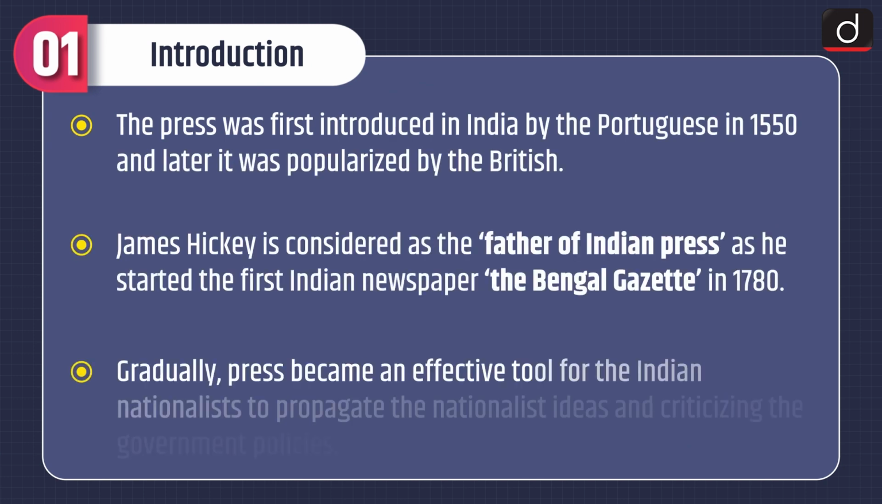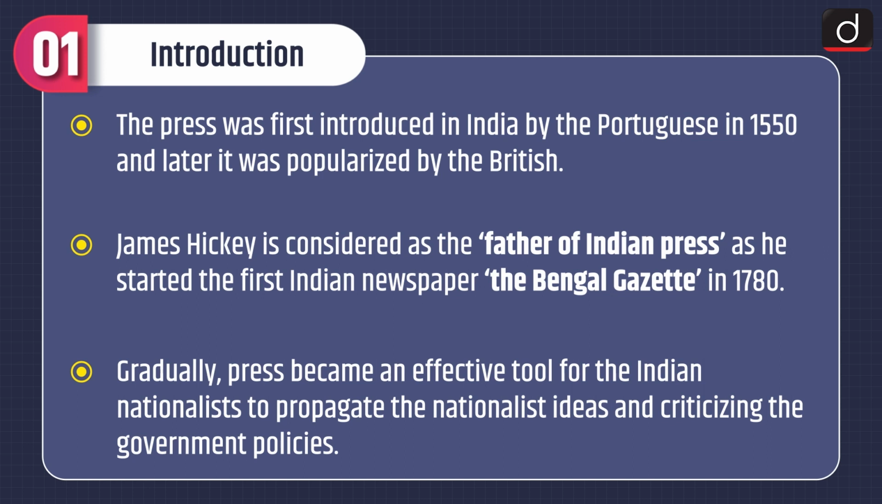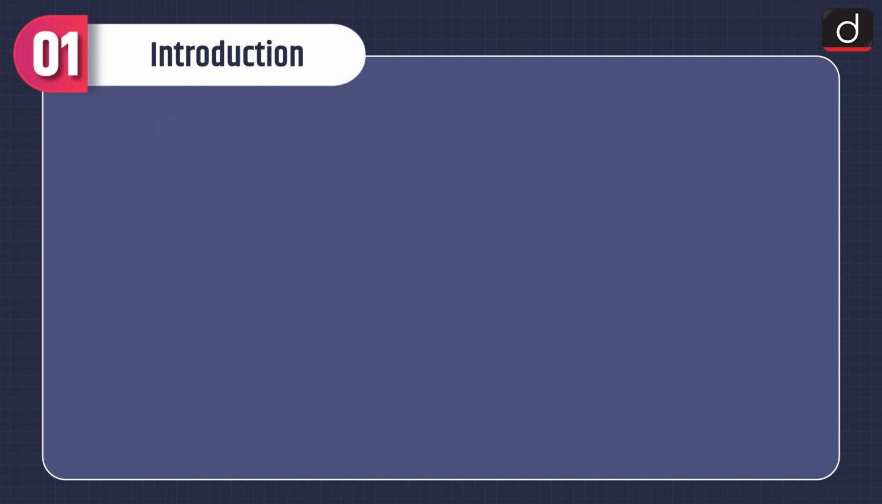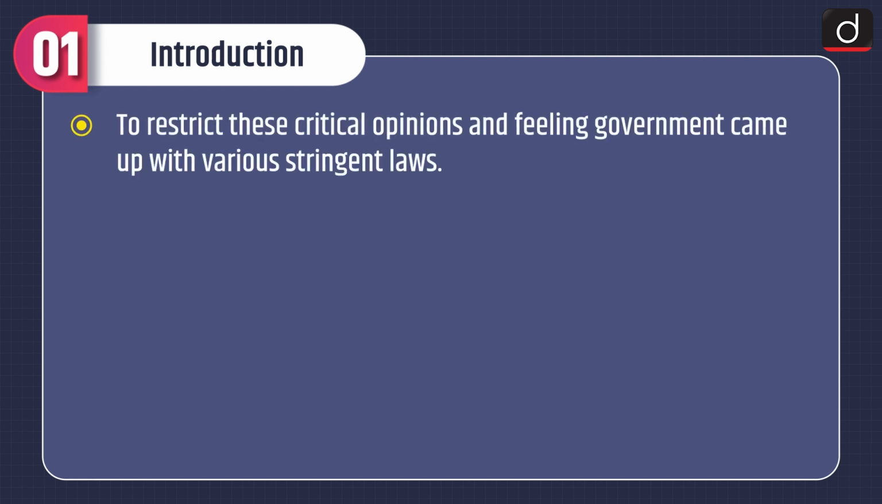The press was first introduced in India by the Portuguese in 1550 and later it was popularized by the British. James Hickey is considered as the father of Indian press as he started the first Indian newspaper, the Bengal Gazette, in 1780. Gradually, press became an effective tool for the Indian nationalists to propagate the nationalist ideas and criticize the government policies. To restrict these critical opinions and feelings, government came up with various stringent laws.